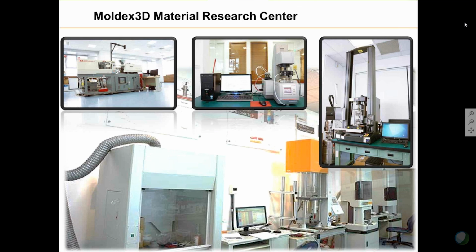And finally, this is the current setup in our material research center. Just this year, our material research center has undergone significant renovations and significant upgrades, and we've added a few instruments to our existing material testing capabilities. We are hoping that by doing so, we can help our customers do better material characterization, and in terms of more quality CAE simulations.